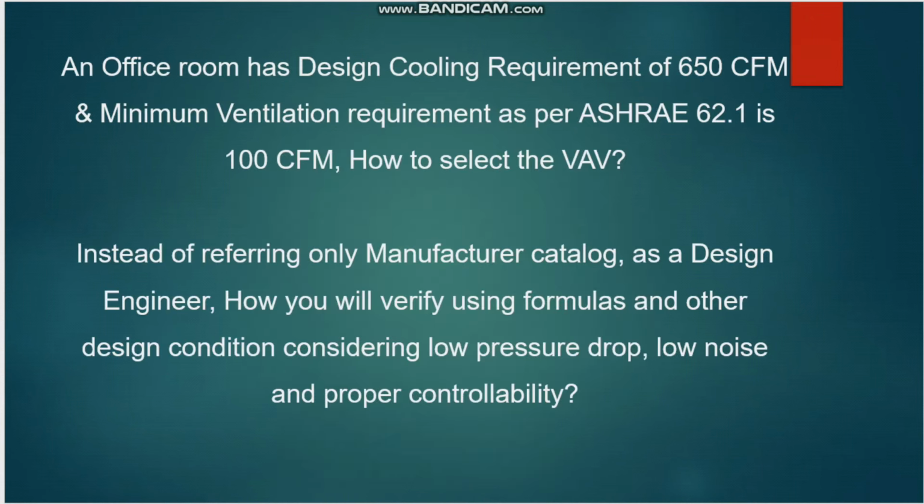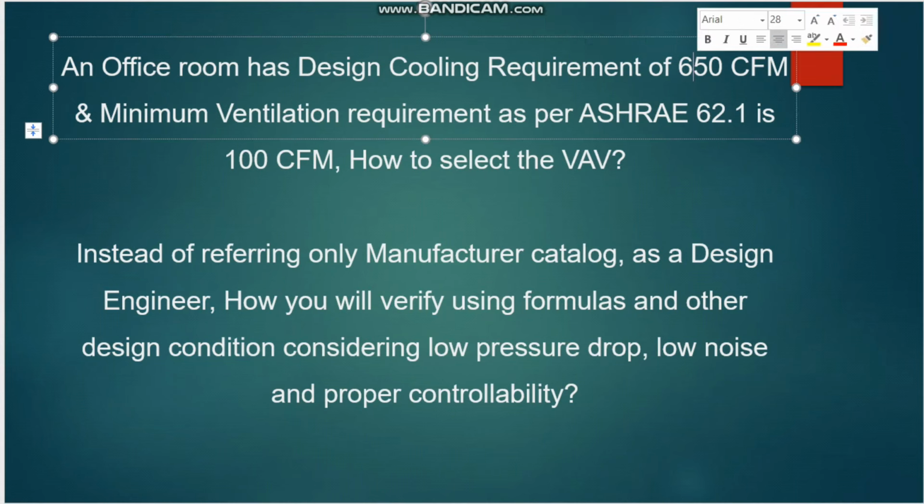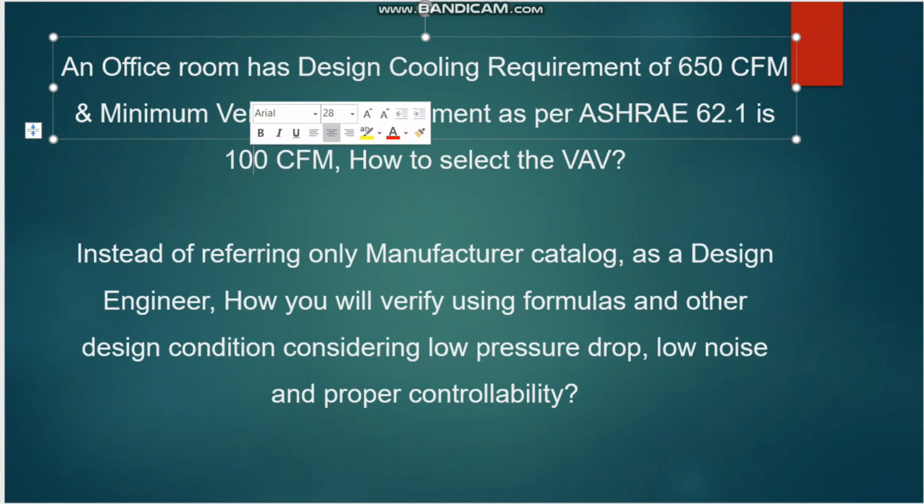And here is the practical design question for the VAV design. An office room has design cooling requirement of 650 CFM. So this value we got from the HAP software, and minimum ventilation requirement for that office room as per ASHRAE 62.1 is 100 CFM. So you need to assume these two values. 650 CFM is the cooling load requirement, airflow, and 100 CFM is the fresh air requirement. So how to select the VAV?